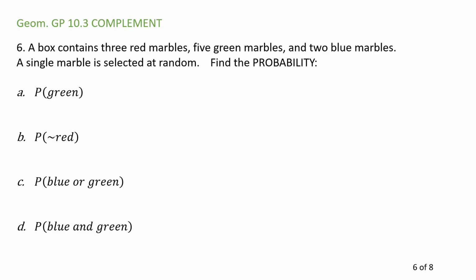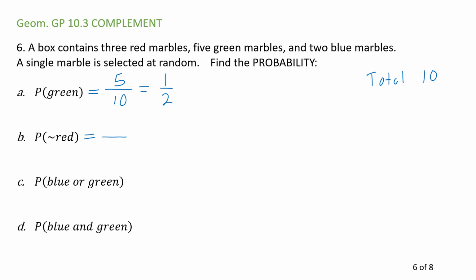All right, one more. A box contains 3 red, 5 green, and 2 blue marbles. That's a total of 10 marbles. I want the probability of a green. Well, you reach in, you pull out a marble. There are 5 things that I want out of a total of 10.